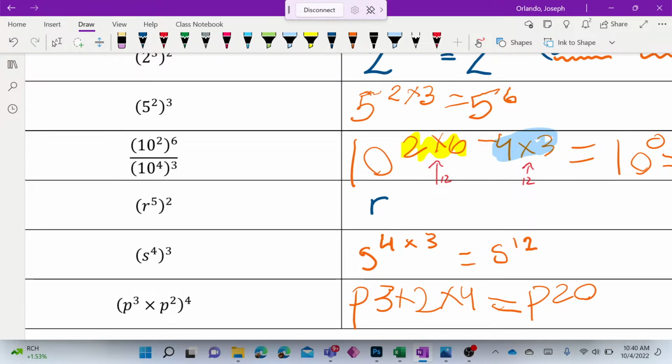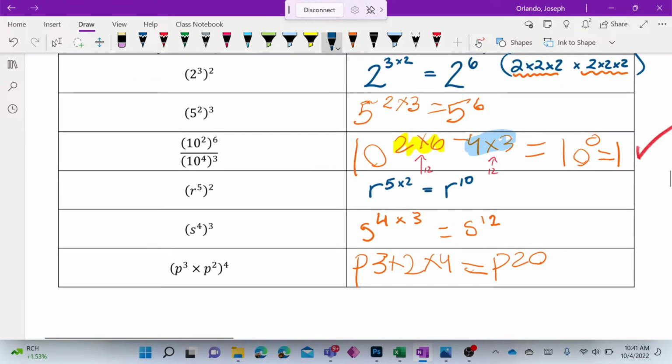Okay, and how'd you do that? Good. Because this says multiply r by itself 5 times, but then it says do that whole thing twice. And that gives us r to the power of 10. Lovely. Great job. This one, same thing. s to the power of 4 times 3 gives us s to the 12.